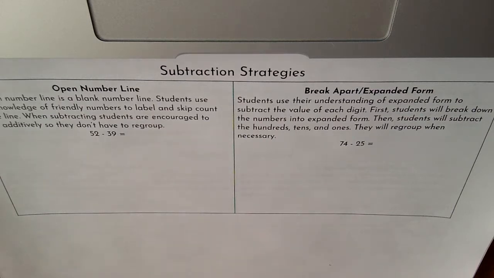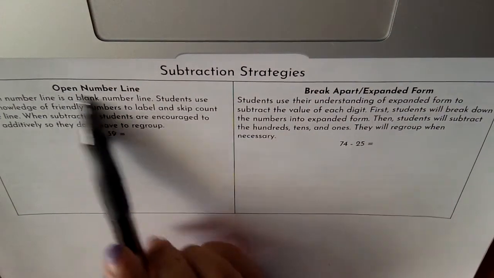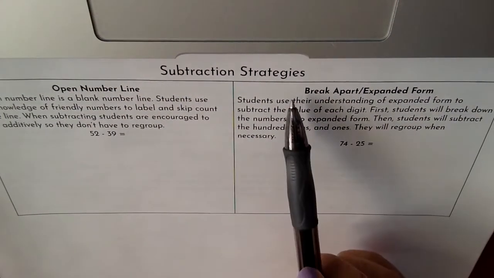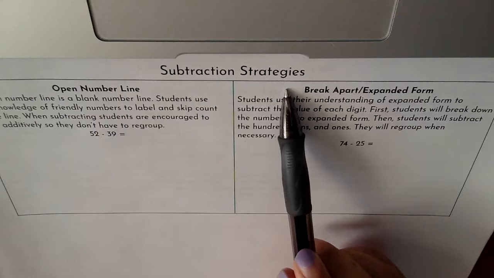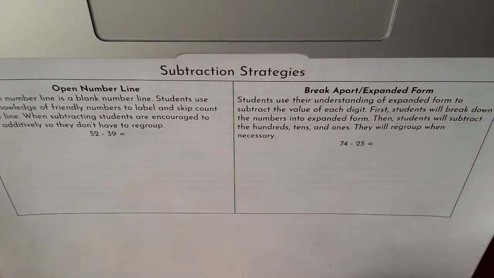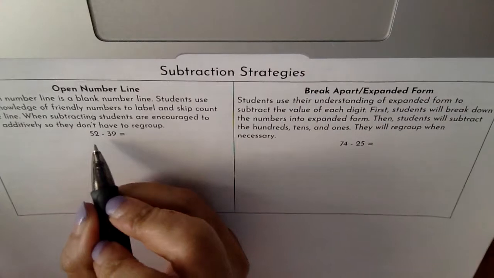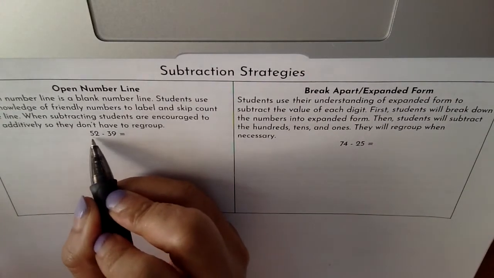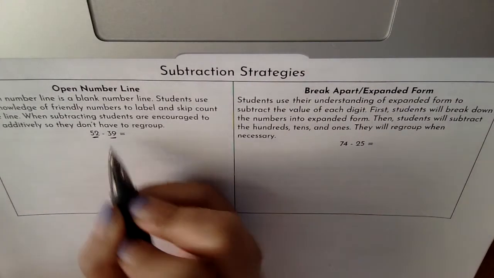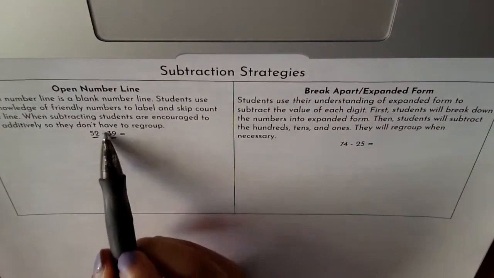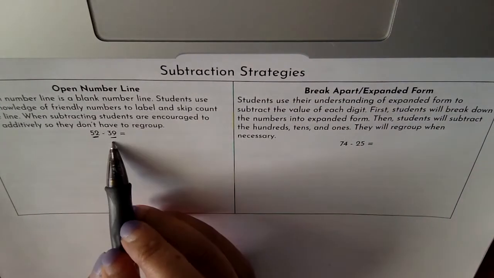There are many different strategies. The two we're focusing on again are an open number line and breaking apart. We call it expanded form. We also call it splitting the number. There's a bunch of different ways that we can do this question, but we're going to use the open number line. You can count back or you can count forward, whichever way is easier for you. I'm going to show you both strategies on the open number line.